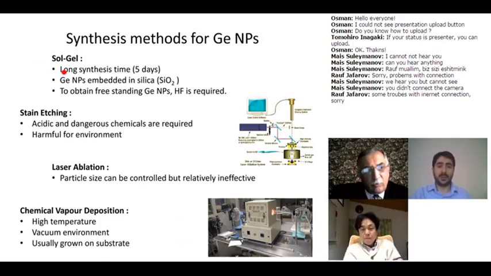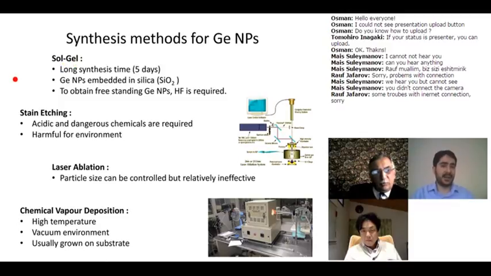I chose some of them. For example, sol-gel methods, stain etching, laser ablation, and chemical vapor deposition are some techniques that we can use to produce quantum dots. I tried most of them, but I'm not using them. Why am I not using them? For example, in the sol-gel method, we have to wait for a long time, and also we get germanium nanoparticles embedded in silica. After the synthesis, I'm not able to obtain freestanding germanium particles. In the stain etching method, it's very acidic, and we have to use very dangerous chemicals, and it's also harmful to the environment.